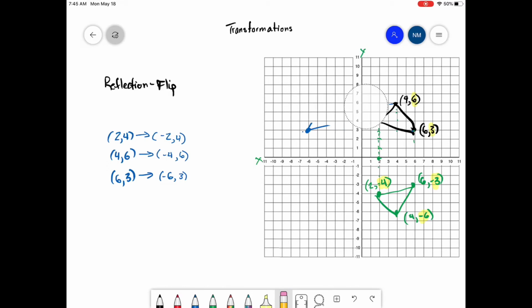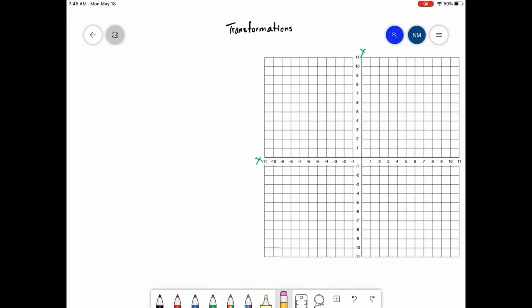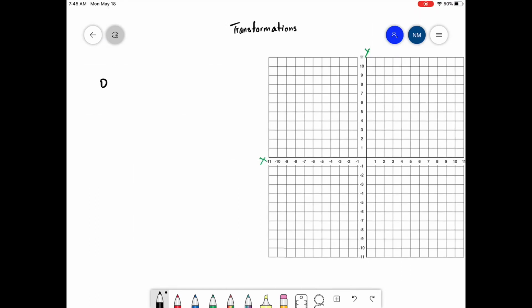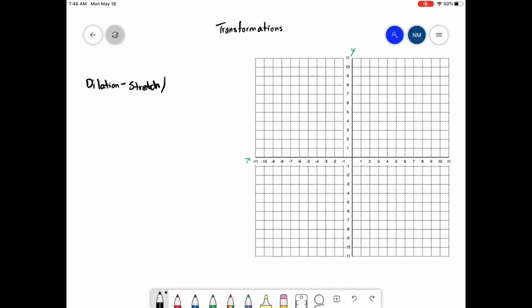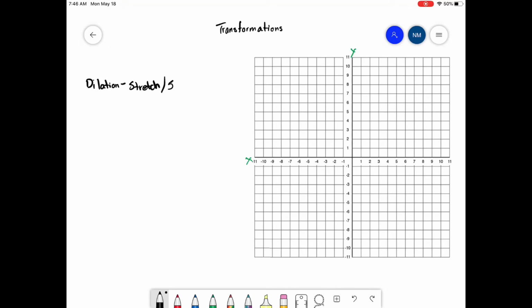Our last transformation is going to be a dilation. A dilation is when you are stretching or shrinking a figure. I like to think of it as like when you go to the eye doctor and you get your eyes dilated, they shine a light in them and it makes your eyes like close up, your pupil that is. And it's the same thing with the dilation.